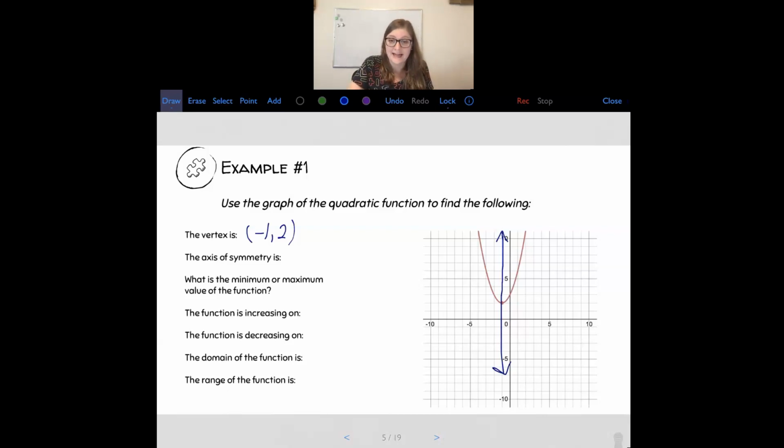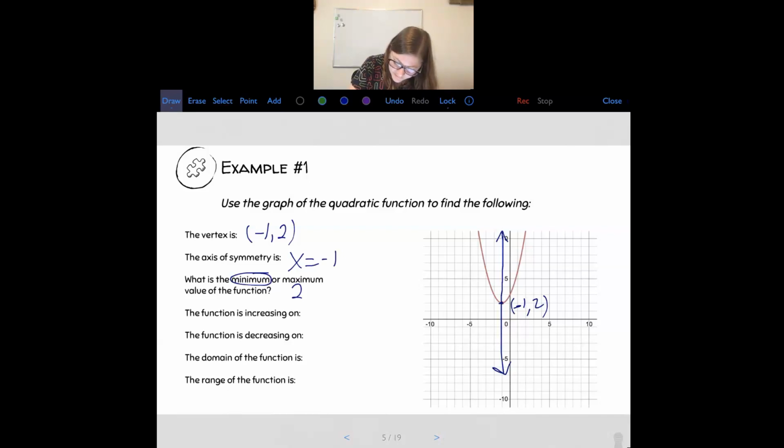And this is a line. So remember that the axis of symmetry is a line. It's a vertical line. X equals -1. This has a minimum, and the minimum value is the y value of the vertex. Okay, so that is 2. So I'm going to write this here. This is -1, 2.